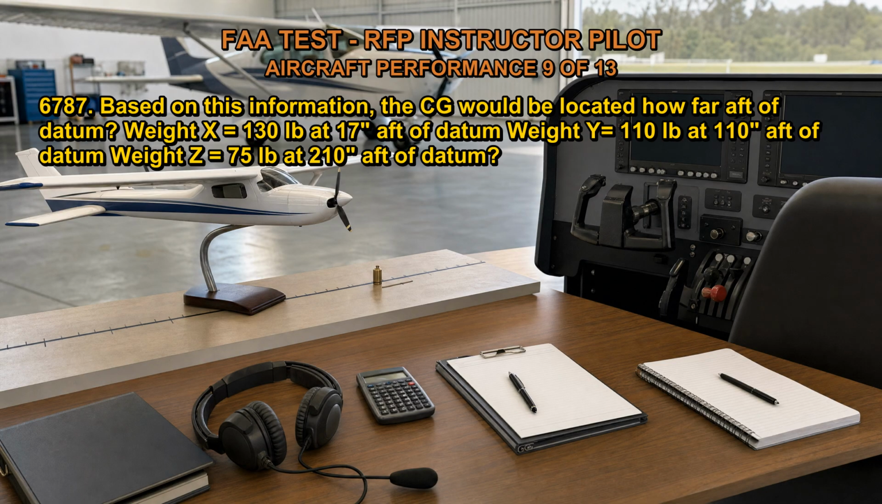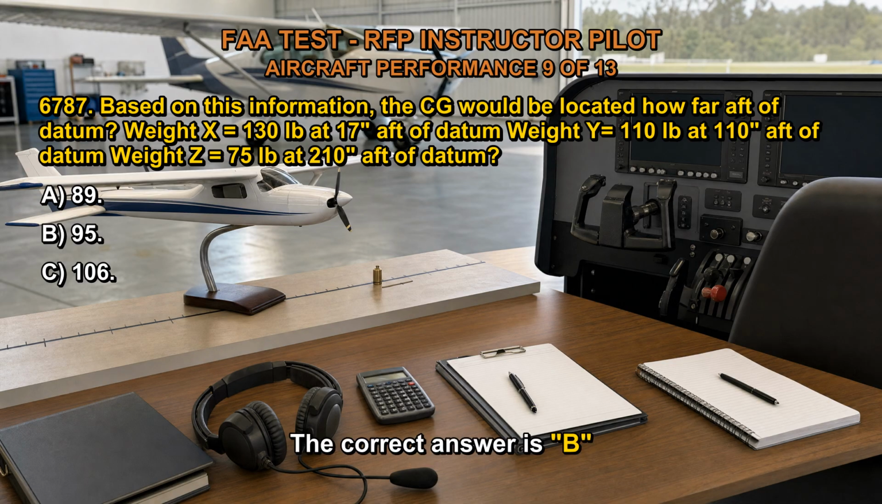6787. Based on this information, the CG would be located how far aft of datum? Weight X equals 130 pounds at 17 inches aft of datum. Weight Y equals 110 pounds at 110 aft of datum. Weight Z equals 75 pounds at 210 aft of datum. A. 89. B. 95. C. 106. The correct answer is B.